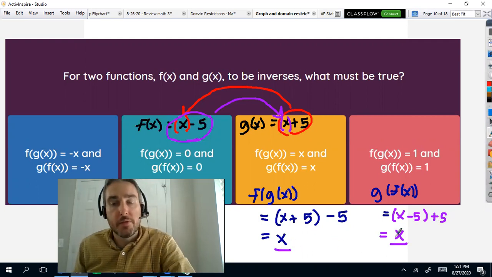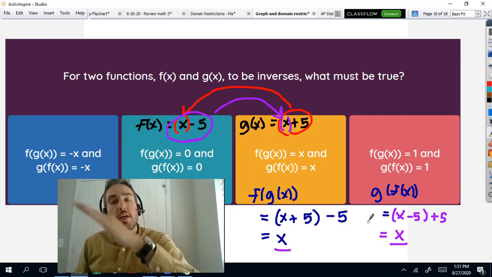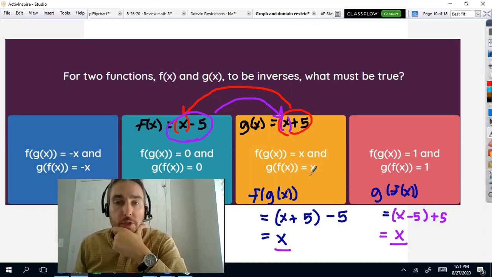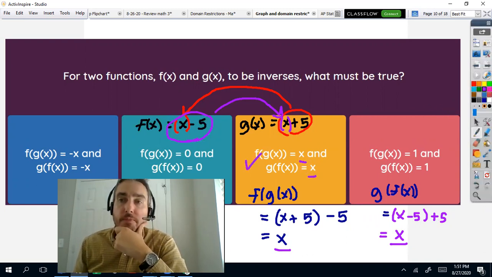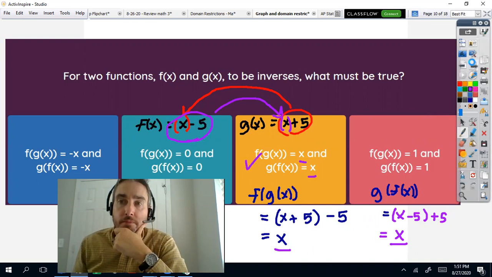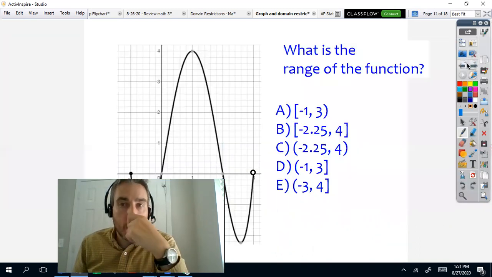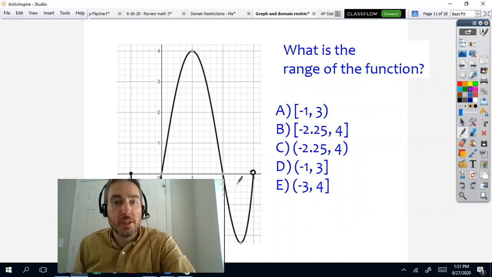That's how you know they're inverses of each other, because remember, they reflect over the line y equals x. So if you're getting both ways of composition to give you x, then that's going to tell you that they're inverses. So that was the major ones on the quizzes we had problems with.